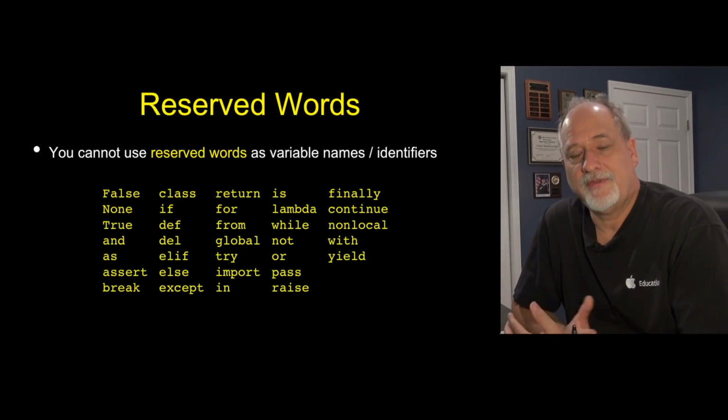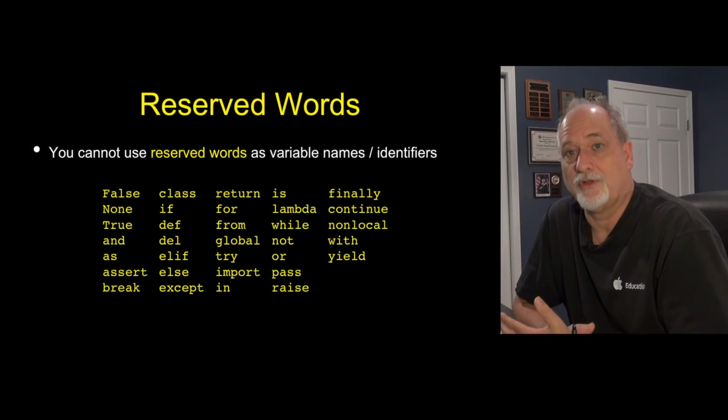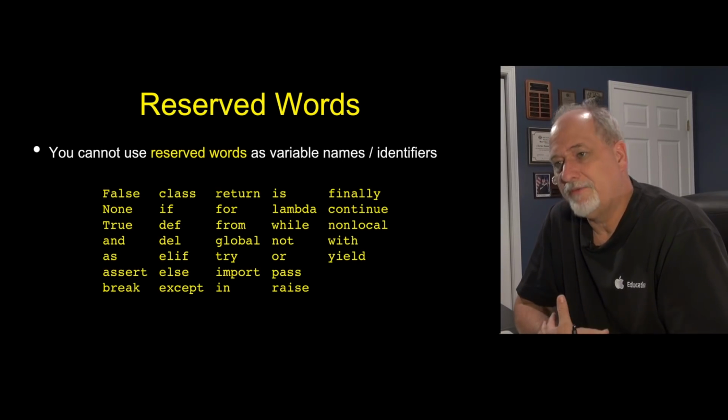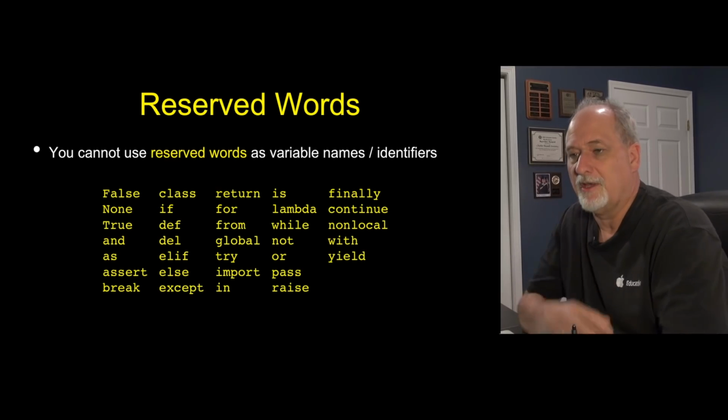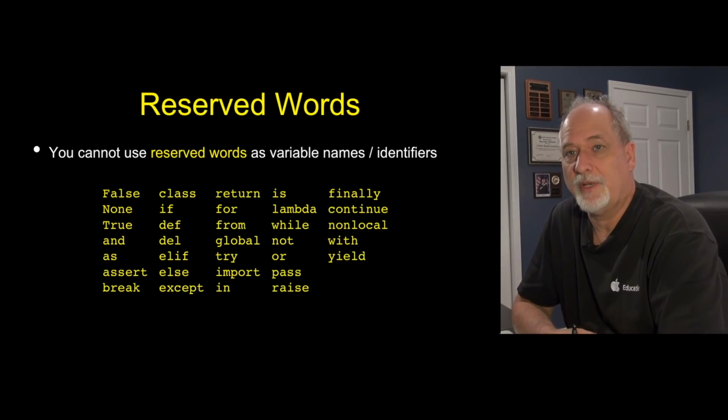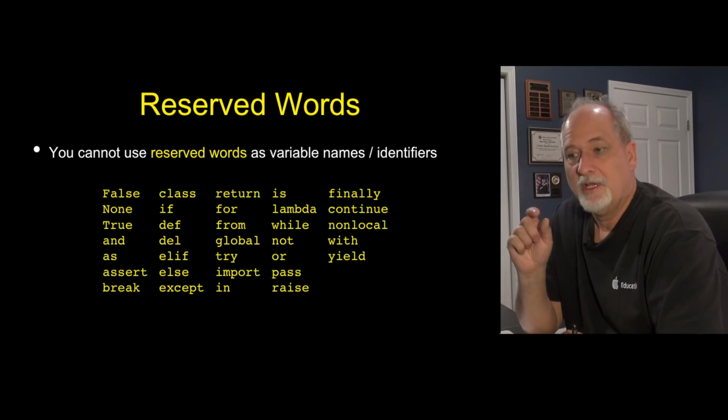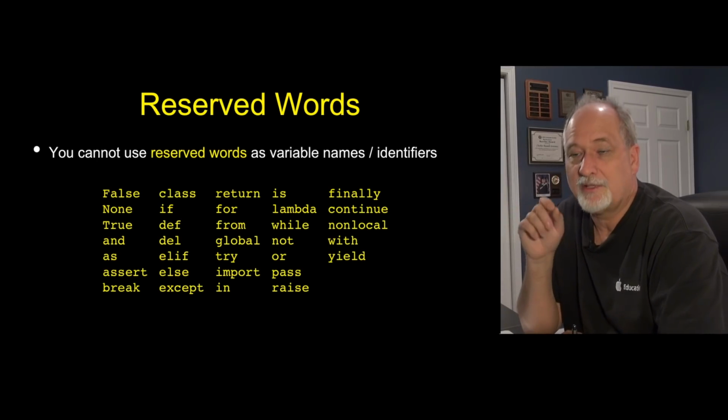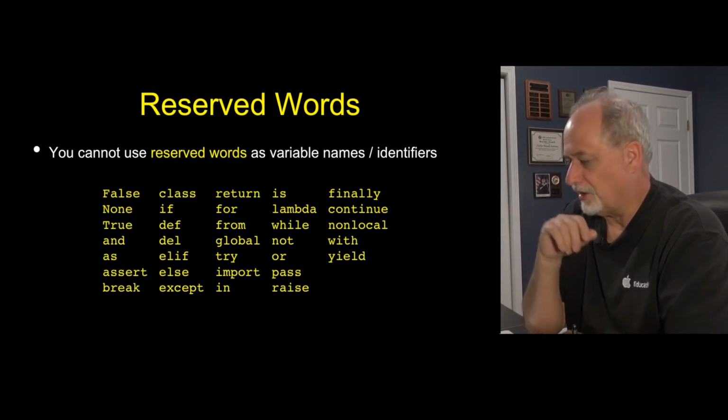The other foundational notion of any programming language is the reserved words. And like I said before, reserved words are these special words where Python is listening for them, and they have very special meanings. So when Python sees if, it's not just any other word, it means how Python implements conditional execution.